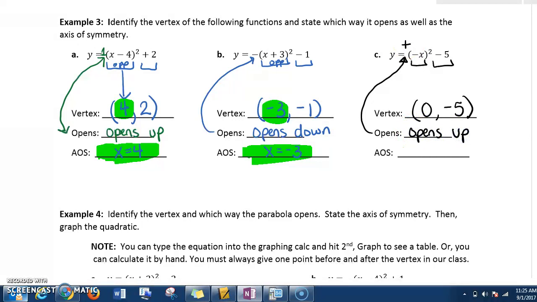And the axis of symmetry is going to match the x value of our vertex, so we know it is going to be x equals 0. All right, I hope that was helpful.